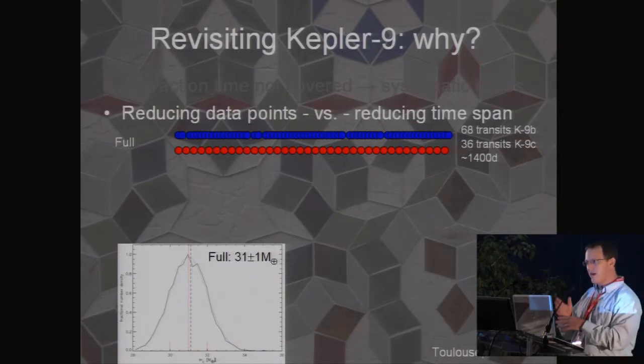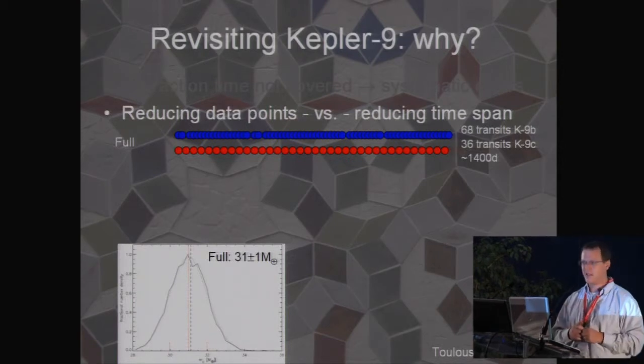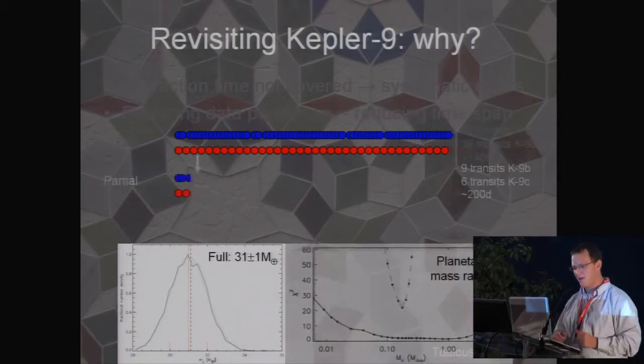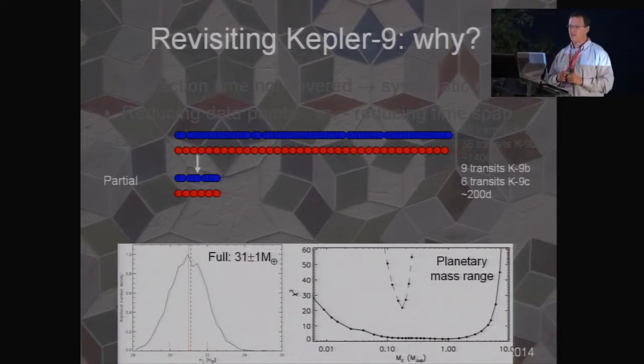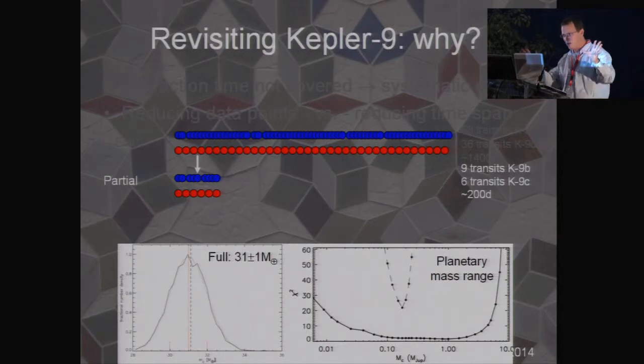Now, we can bisect or take subsets of these data sets in different ways. For example, we can take the partial data set, which is the data set that was available to Holman et al. back in 2010. While we were able to set the mass of planet C to be 31 Earth masses plus or minus 1, with the partial data set, all you could do was to say that it is somewhere in the planetary range, plus or minus more than an order of magnitude in log scale. So the result is really dramatic in the capability to describe the planet.